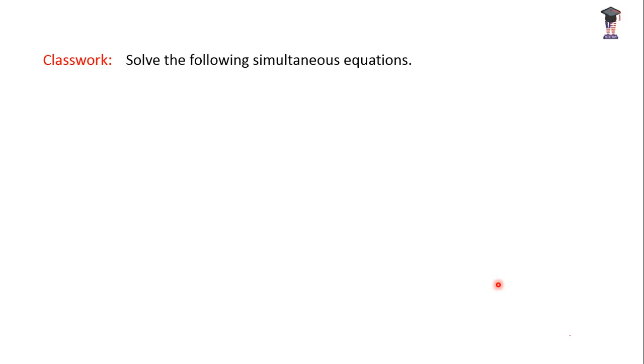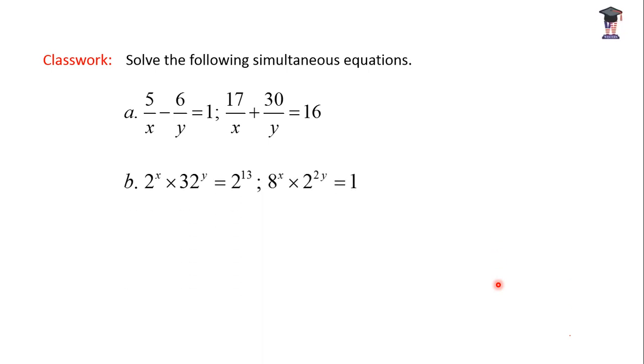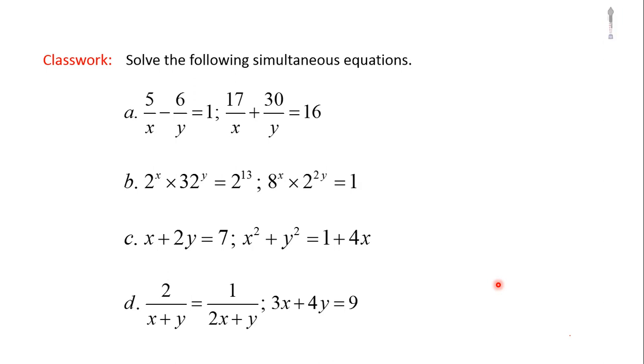We have 4 exercises. The first one, a: 5 over x minus 6 over y equals 1 and 17 over x plus 30 over y equals 16, related to my presentation, and b related to the warm-up question. And this one also you can use the substitution method. Also use your understanding of the reducible method to help solve the simultaneous linear equations.